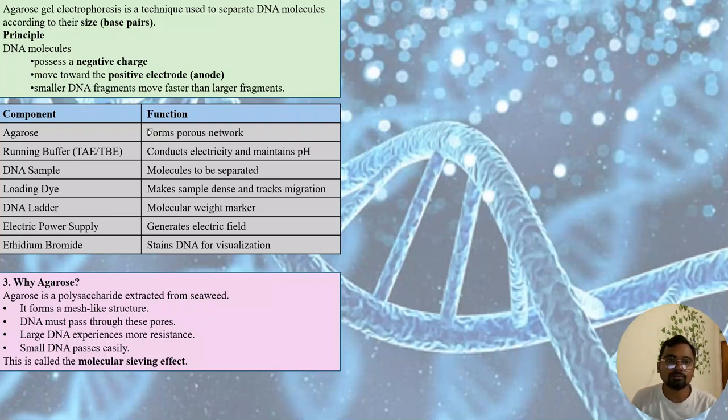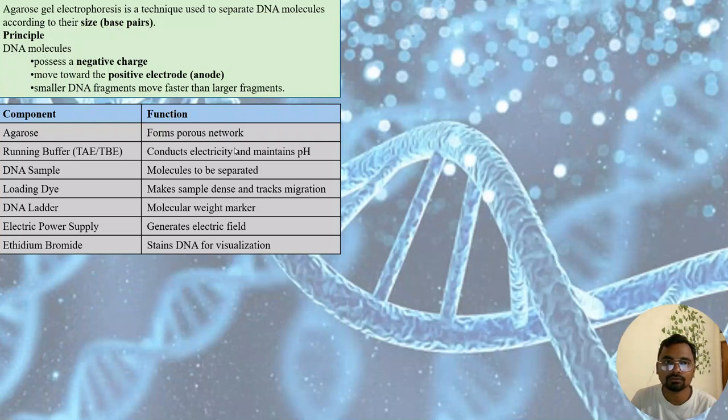Many of the components and their functions are discussed here. Agarose forms a network through which DNA molecules move from the negative side, the cathode, to the anode. For the running buffer, two types are generally used, TAE and TBE, which maintain electrical conductivity throughout the process and maintain the pH.